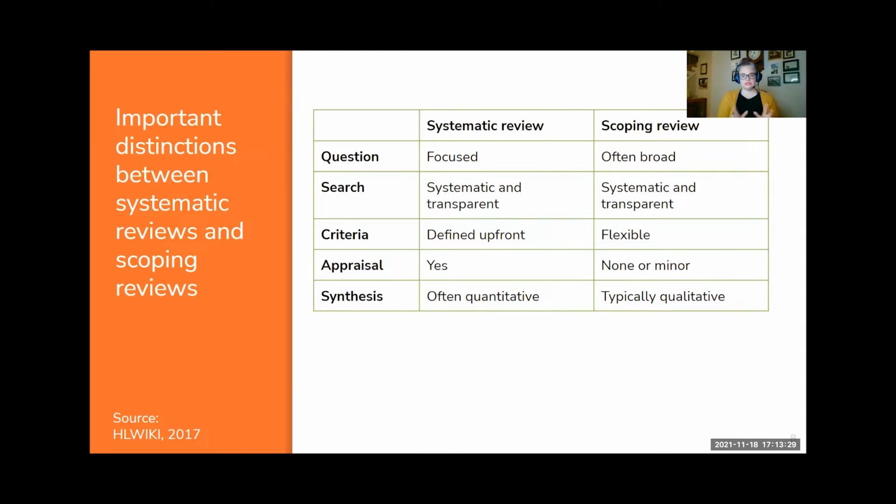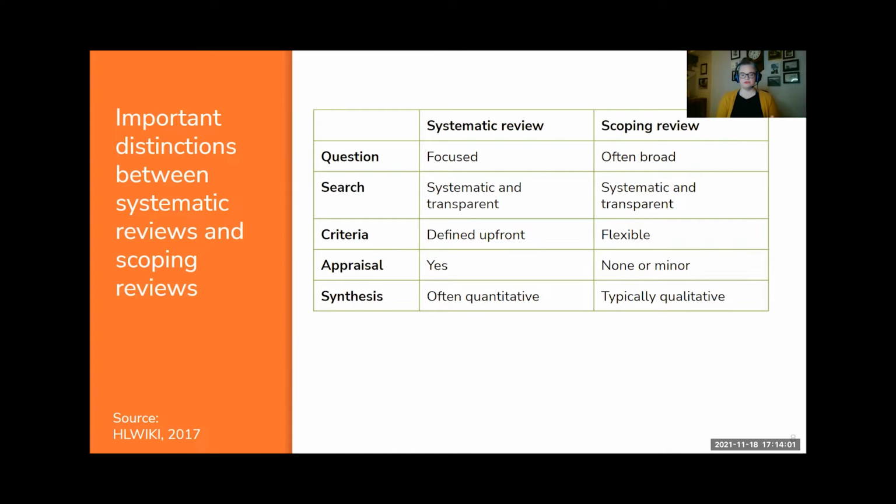Here are some important distinctions between systematic and scoping reviews. Oftentimes in a systematic review, the question is very, very focused, whereas with a scoping review, it's a little more broad. The search for both needs to be systematic and transparent, and the inclusion and exclusion criteria need to be defined up front in a systematic review, whereas a scoping review, as we talked about last time, can be a little more flexible depending on the research question and other factors.